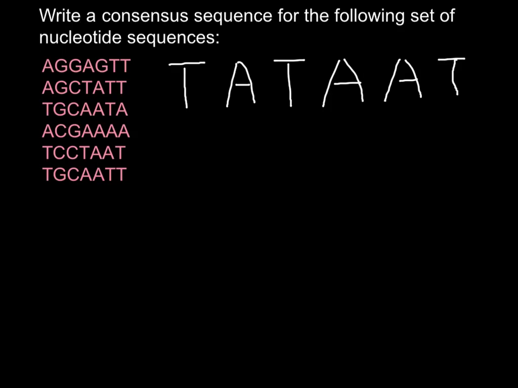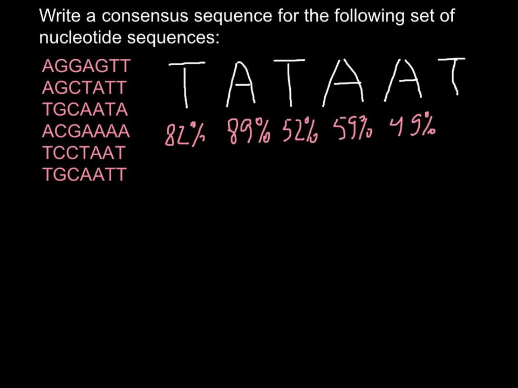Sometimes there can be different bases for any of these places, and for example, for T, this base happens in 82% of the cases, and A happens in 89%, adenine and thymine in 52%, and adenine in 59%, and the next adenine in 49% of all the cases, and the last one, thymine in 89%. So this is just a consensus, or agreement, to call this the minus 10 region. This is another name for this sequence, minus 10 region, and it's also called the Pribnow box. If you know this information, now you would be able to solve this problem.